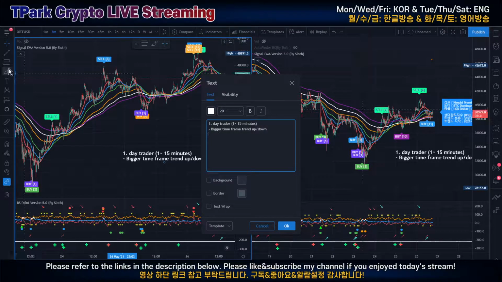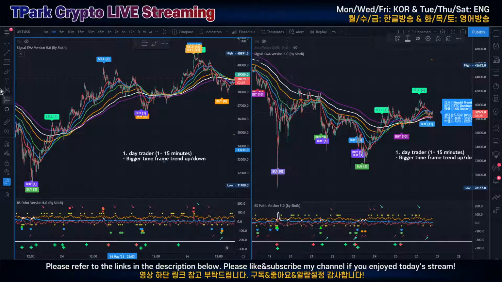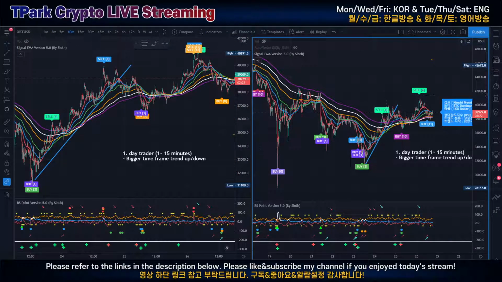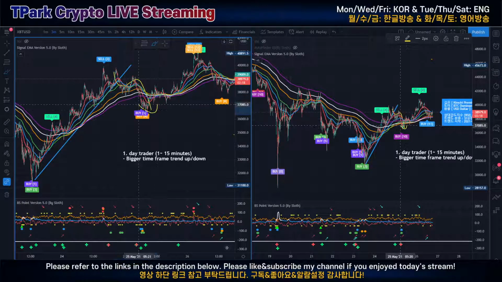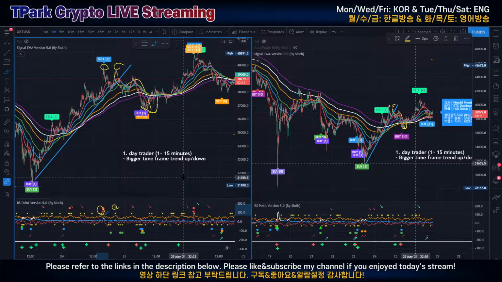And once this trend is finished, how do you know that? You draw a trend line. And once it's been broken, there we go. Once it's been broken, then you can assume that you are in a different trend. So you can take short positions here and here, right?